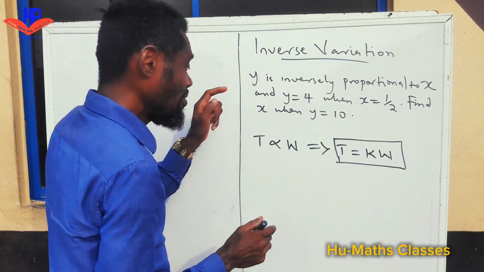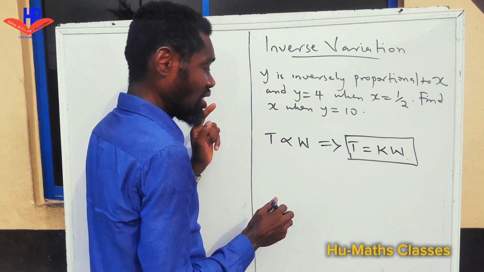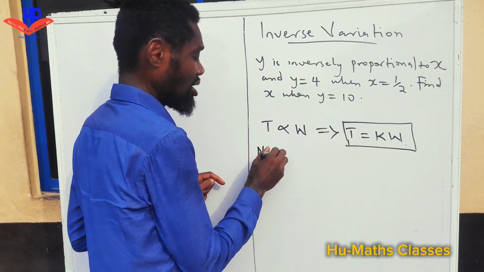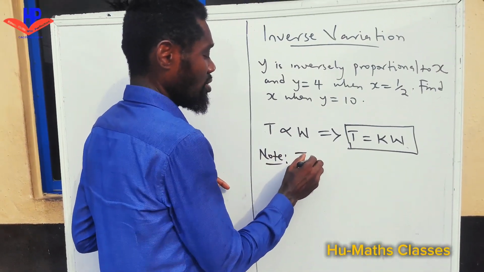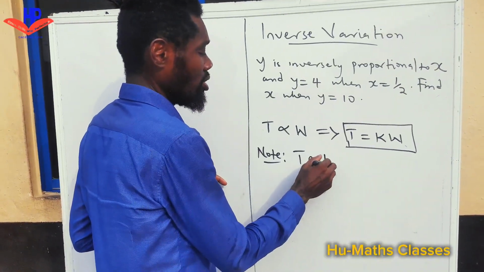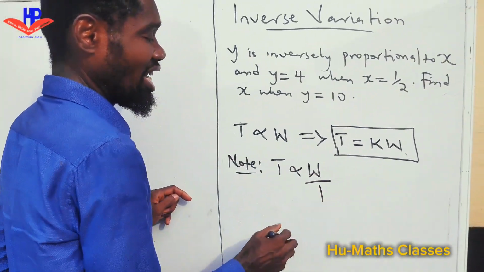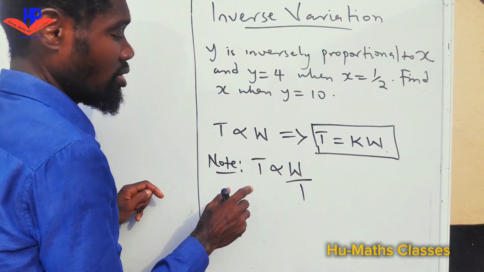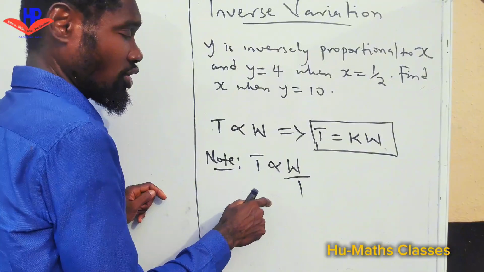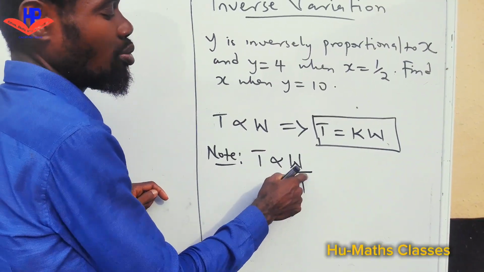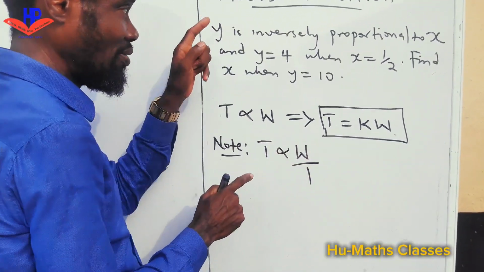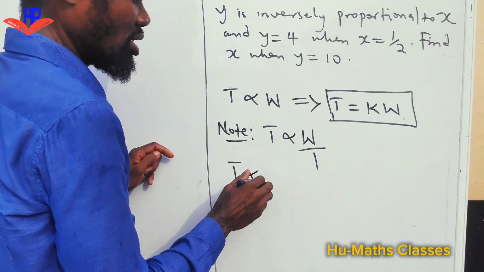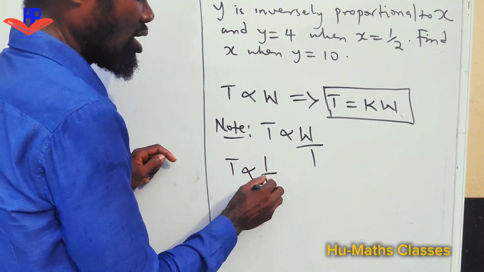But now we're dealing with inverse variation. In that case, I want you to understand that if you have T varies directly with W, W has a denominator of 1. We can express W as W over 1. Now, for inverse purpose, all you need to do is to change the position of W and 1, where the 1 will be up and W will be down. That defines inverse variation. So we have T varies inversely with W to be written as 1 over W.